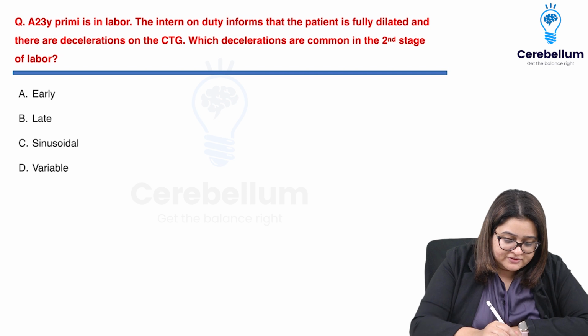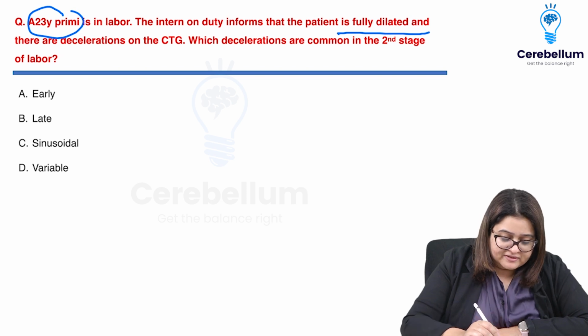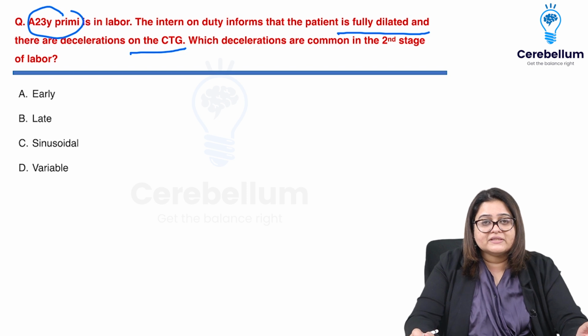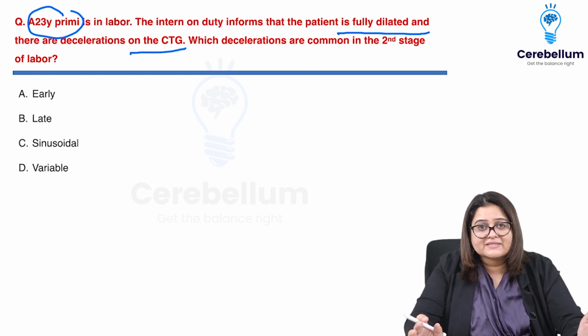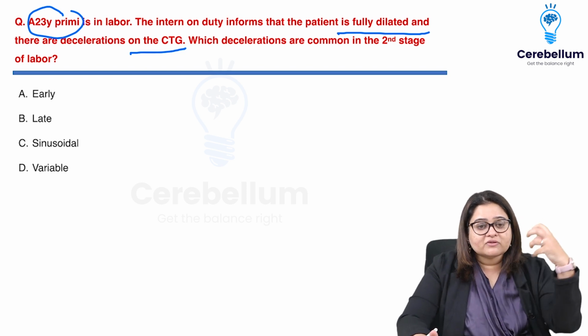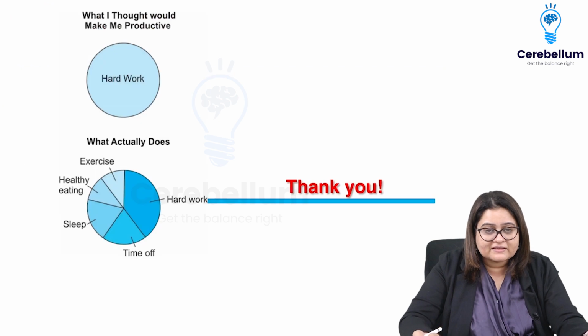Next question. A 23-year-old primigravida is in labor. The intern on duty informs that the patient is fully dilated and there are decelerations on the CTG. Which decelerations are common in the second stage of labor? Remember, in the second stage of labor, you see early decelerations because of head compression. So the correct answer is early decelerations.